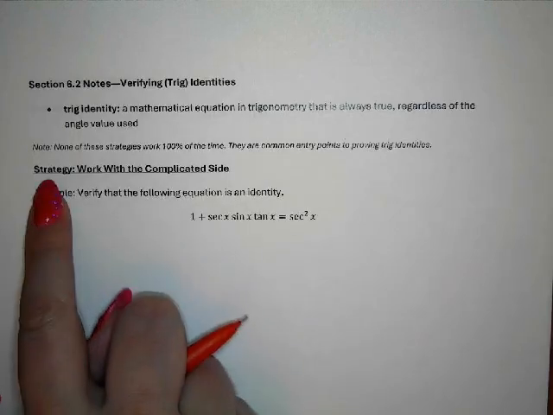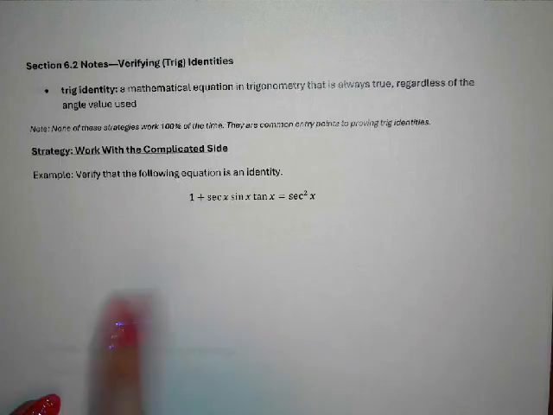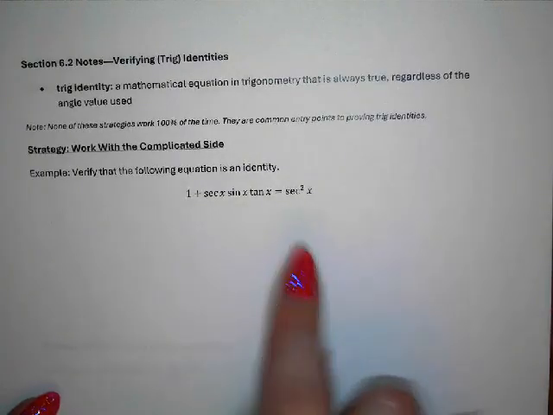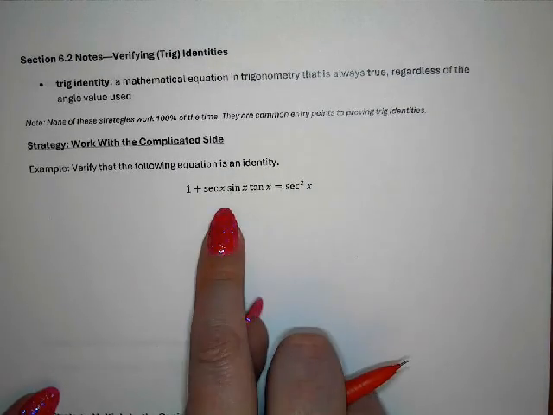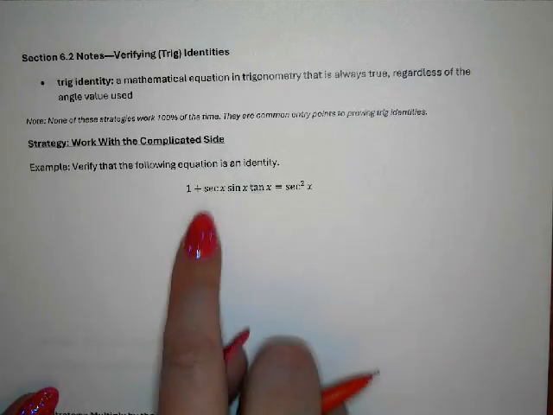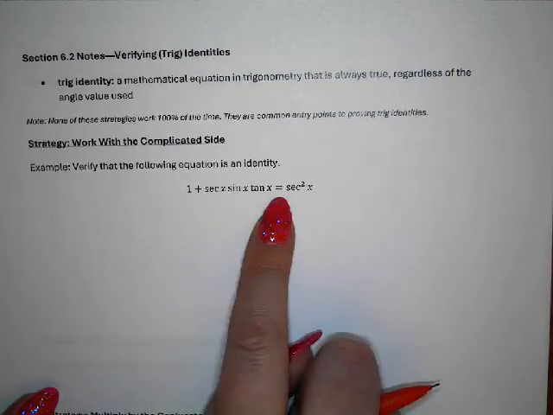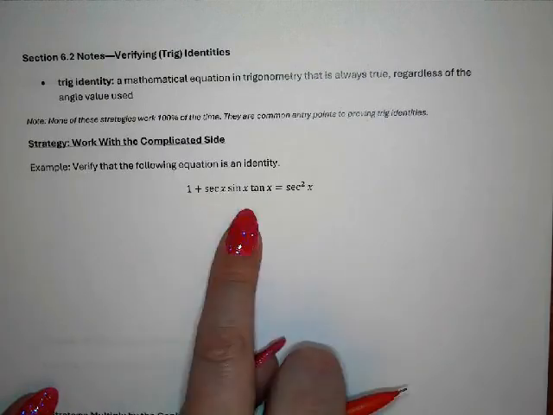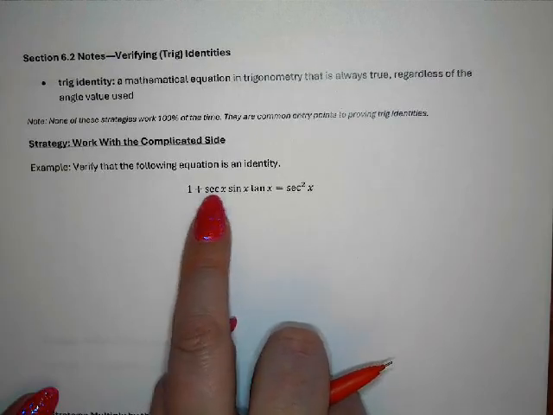The first strategy, and this is one that works like 99.9% of the time, I pretty much always do this, is to work with the complicated side. If I compare the left side versus the right side, the left side looks more complicated just because it's longer. It's got more trig functions in it. So this is the side that I'm going to manipulate. It's the side that I'm going to put substitutions into, and it's the side that I'm going to do my mathematical simplifications to.